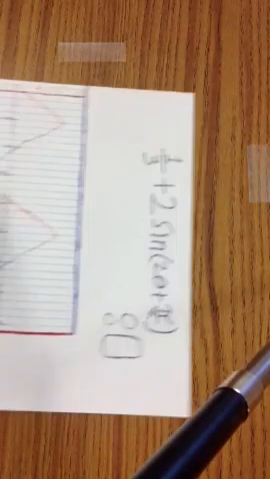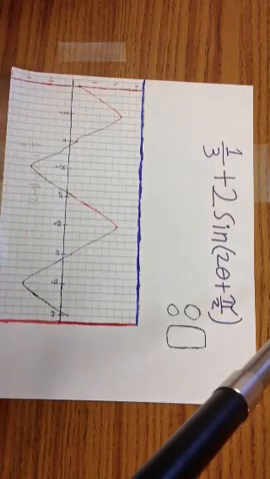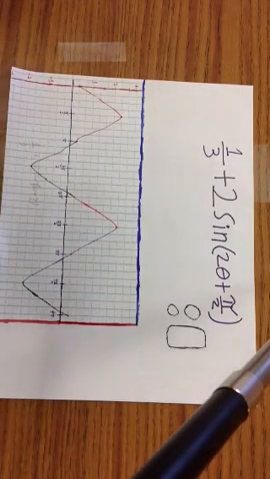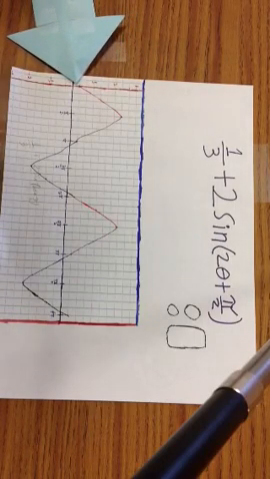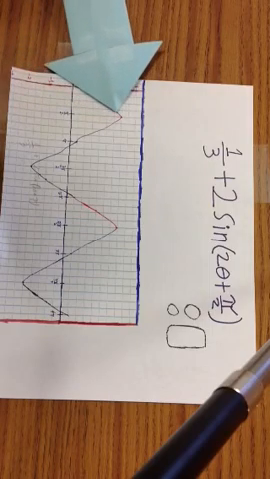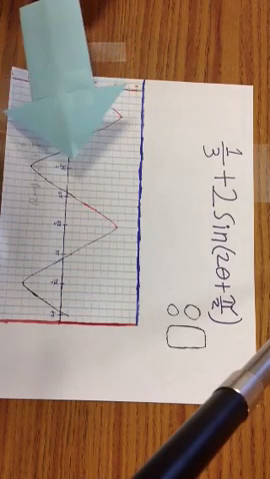The final function combines all previous function changes into one: 1/3 plus 2 sine of 2 theta plus pi over 2. This graph shifts all points up 1/3 unit along the y-axis, increases amplitude to 2, changes the period to pi, and shifts the graph to the left horizontally by pi over 2.